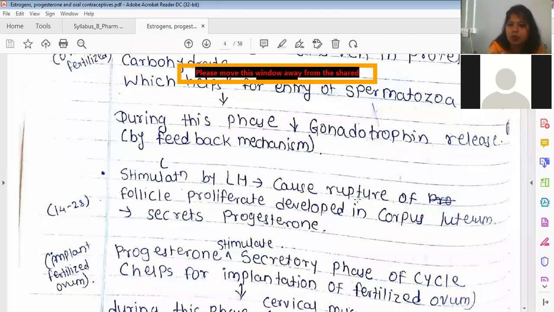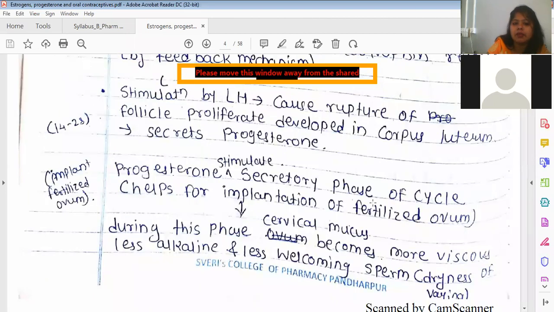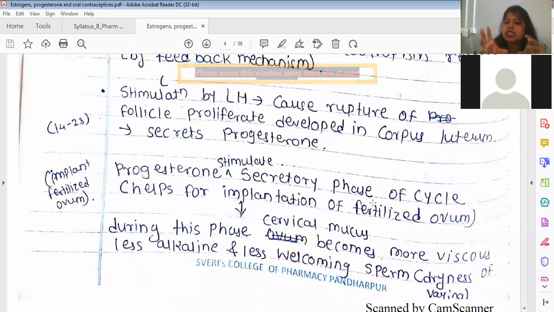Then it will stimulate the release of LH, that is the luteinizing hormone, and at that time it will secrete the progesterone. And from day 14 to day 28, the progesterone is playing its role, and progesterone will stimulate the secretory phase of the cycle, and it will be the preparation for the fertilization of the ovum. Progesterone is playing the role for the fertilization of the ovum.